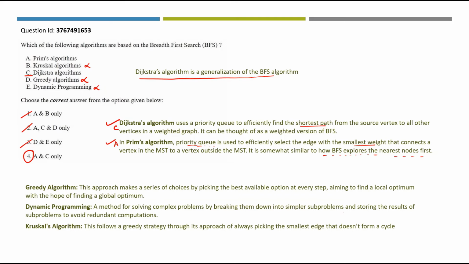What about Kruskal's algorithm? This algorithm follows a greedy strategy through its approach of always picking the smallest edge that does not form a cycle. So Kruskal algorithm is also to find minimum spanning tree. But how does it pick? It will pick the best available option at every step. What is the best available option? Whichever edge that is smaller and that does not contribute to a cycle will be picked up. So this is following greedy strategy.